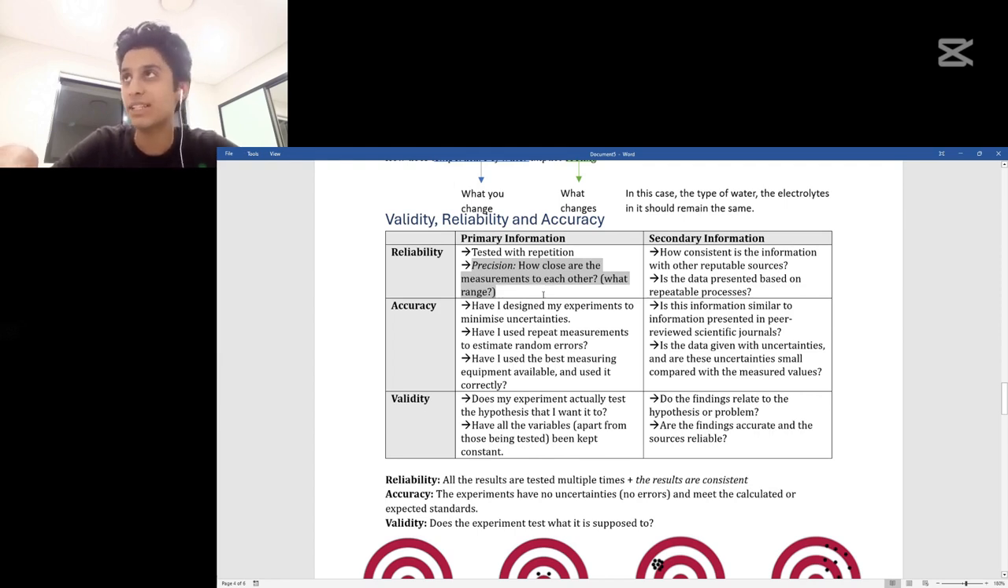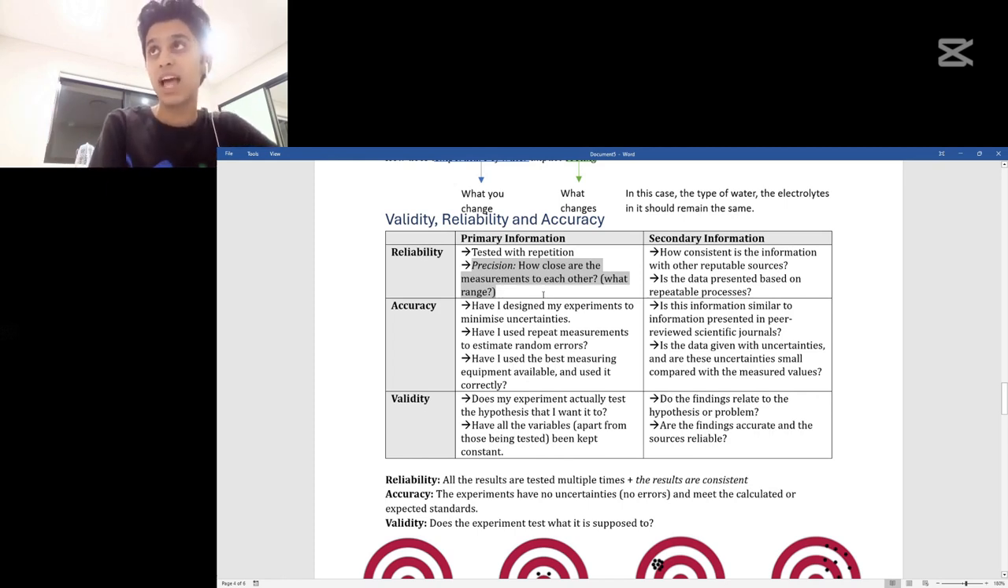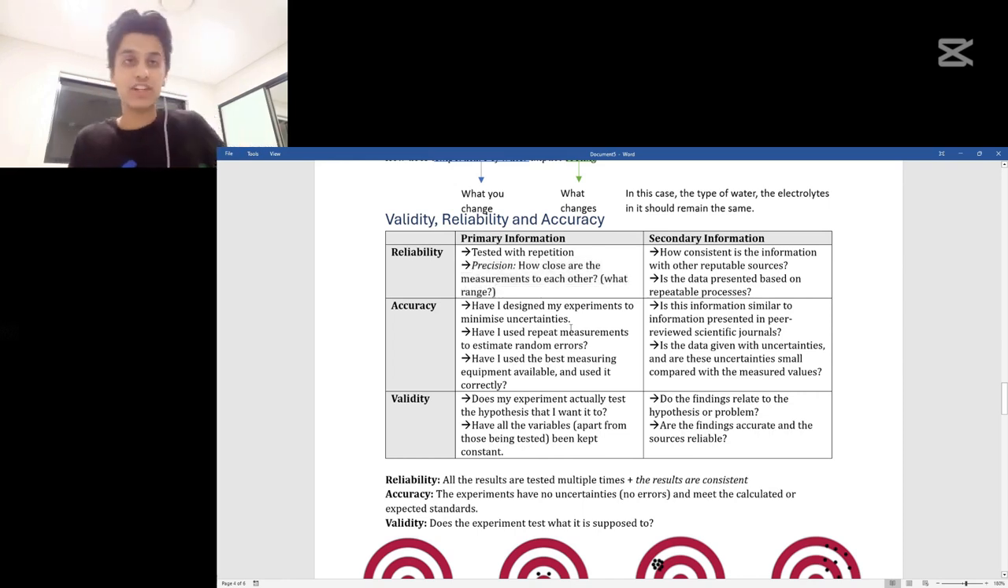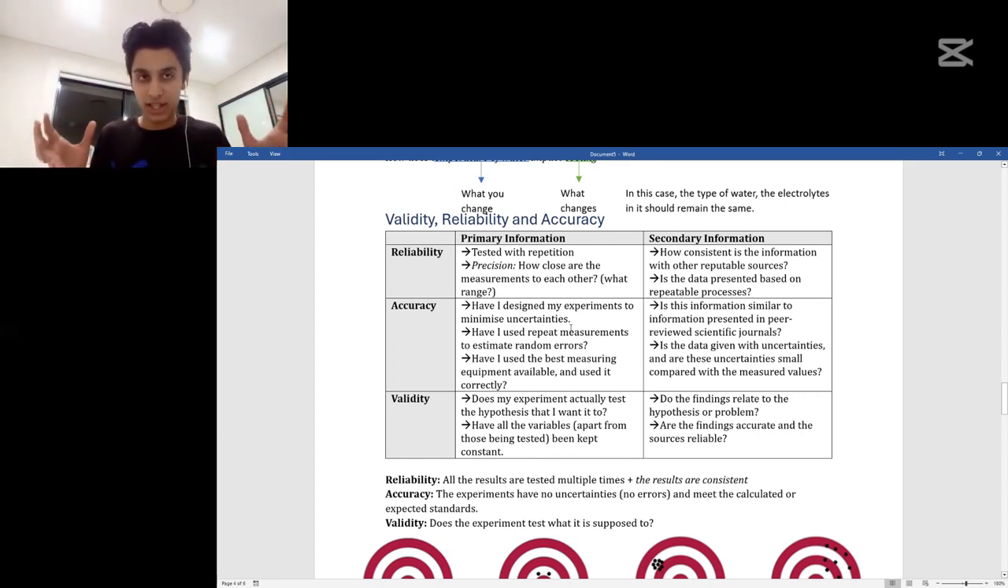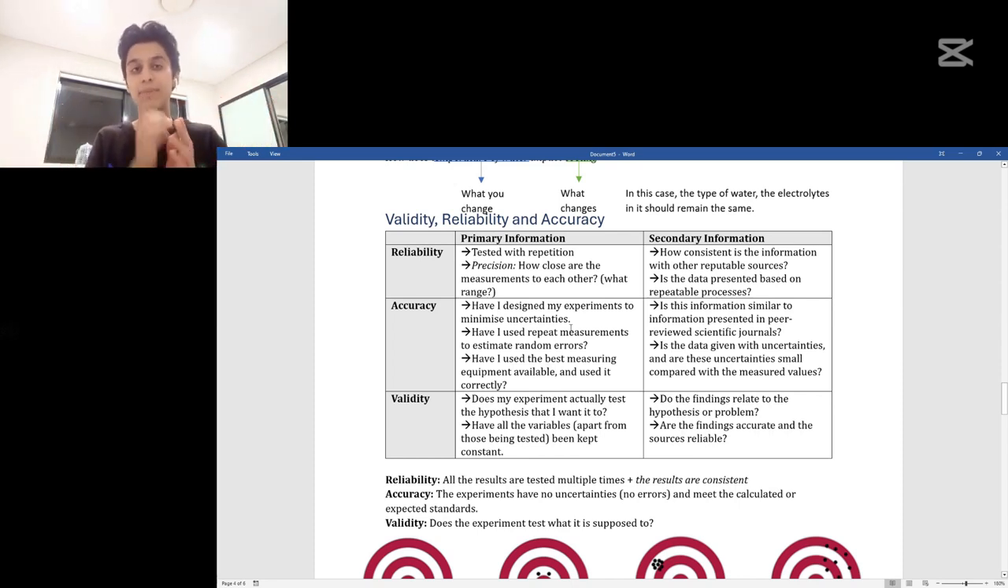Okay, accuracy. Have I designed my experiments to minimize uncertainties? Have I used repeat measurements to estimate random errors? Have I used the best measuring equipment available and used it correctly? So here is when you try to limit errors and not make mistakes, and make sure that your data is very close to the true value that it's supposed to be. So let's say I want to calculate the mass of this. There's a true value that I can calculate for this mass. I can count the number of atoms.